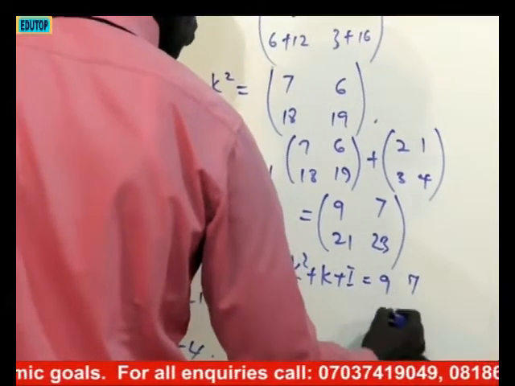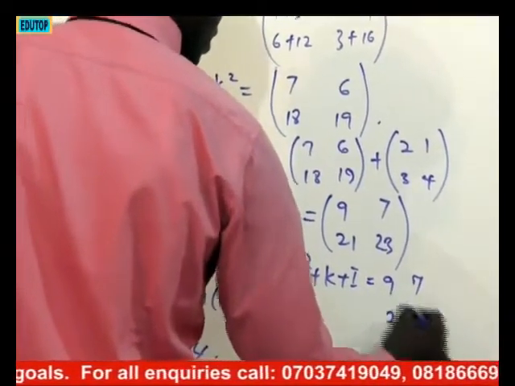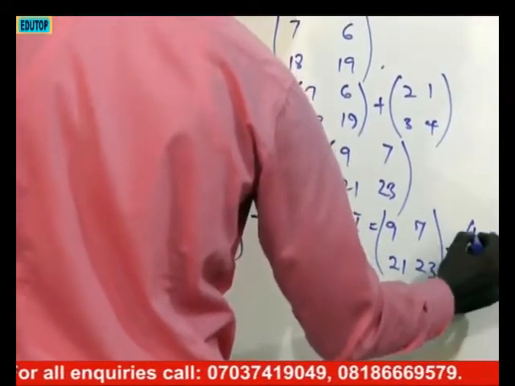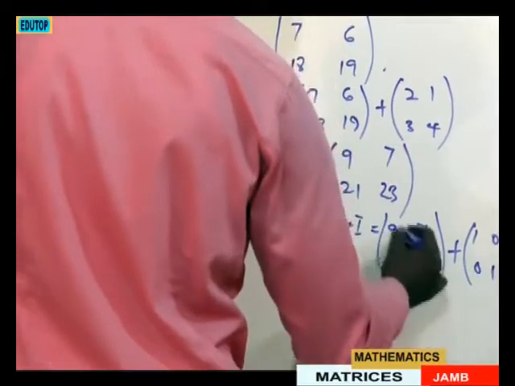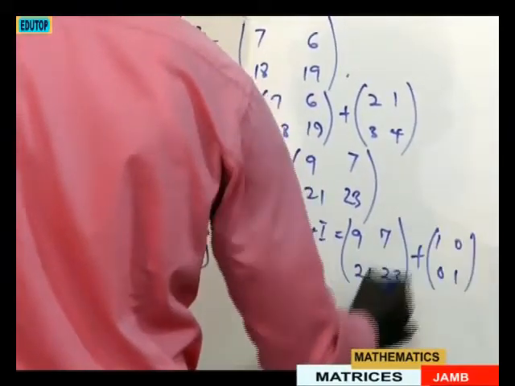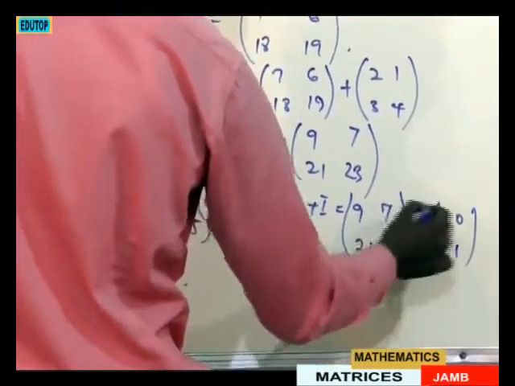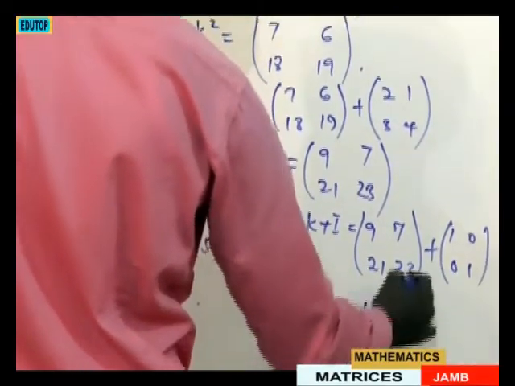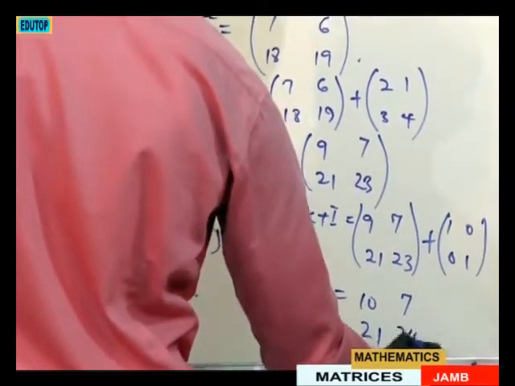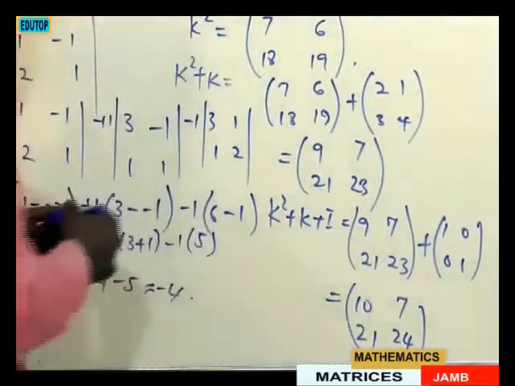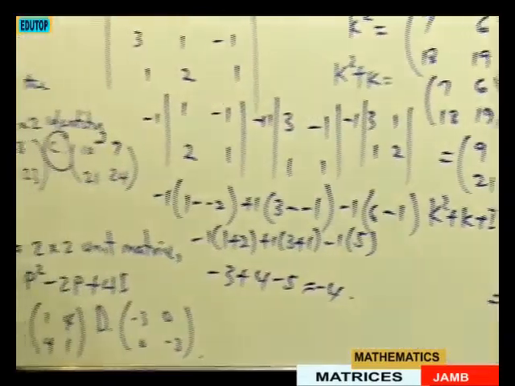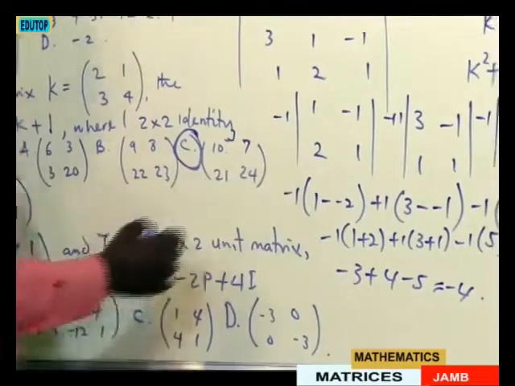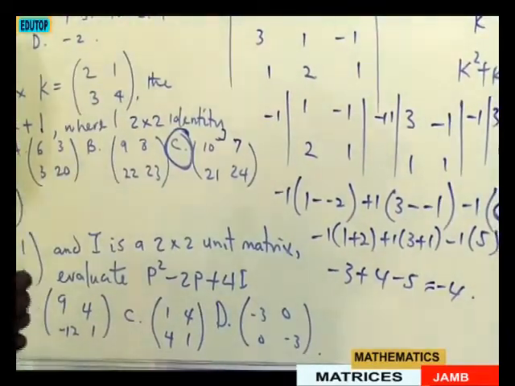9, 7, 21, 23, in addition to our unit matrix, which is 1, 0, 0, 1. Now, 9 plus 1, 10. 7 plus 0, 7. 21 plus 0, 21. 23 plus 1, 24. So we go to our options and pick the one that correlates with this, and that is option C, which is 10, 7, 21, 24.